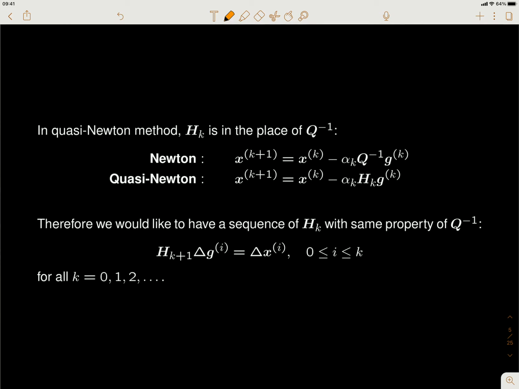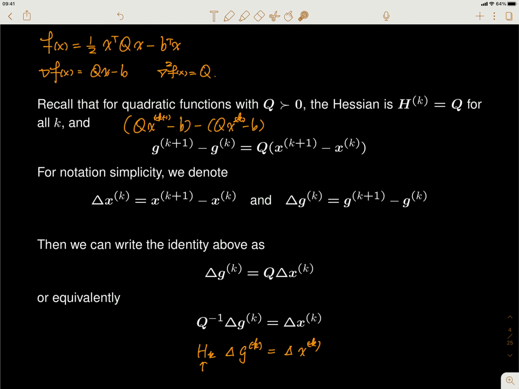Now let's compare the Quasi-Newton method and Newton's method. Newton's method for a quadratic function is implemented in this way: this is the inverse of the Hessian, and this is the gradient. For the Quasi-Newton method, we approximate the inverse of the Hessian by some hk matrix. And as I just mentioned, we want to obtain the hk matrix such that it satisfies this equation.